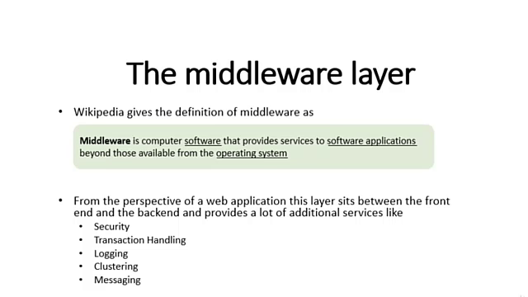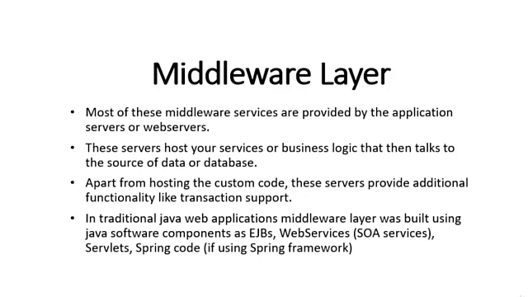Now, generally, these services are available through application servers, if you are using Java application servers like WebLogic, WebSphere. So most of these middleware services are provided by the application servers or web servers, as I just said. These servers host your services or business logic that then talks to the source of data or database. So essentially, this layer sits between your front end and back end. Your front end is the UI that the customer interacts with.